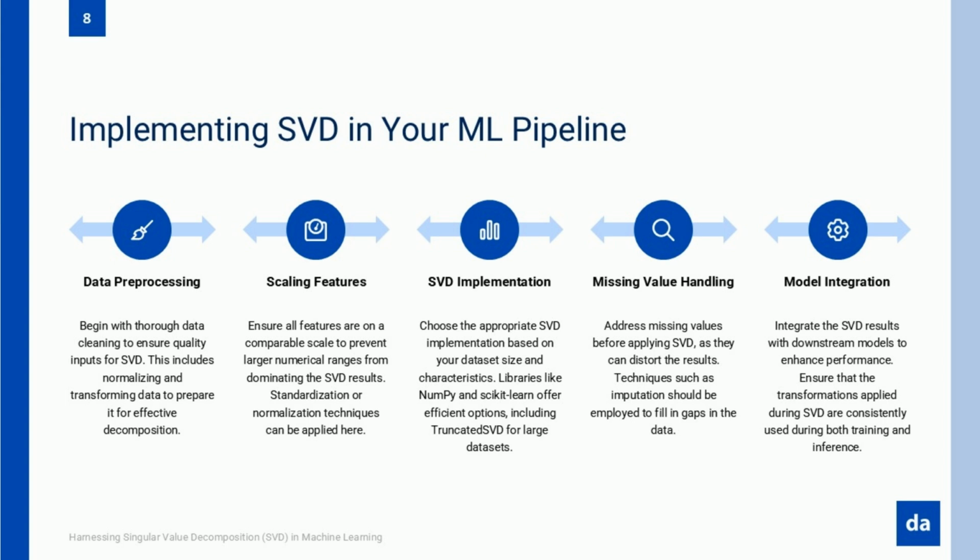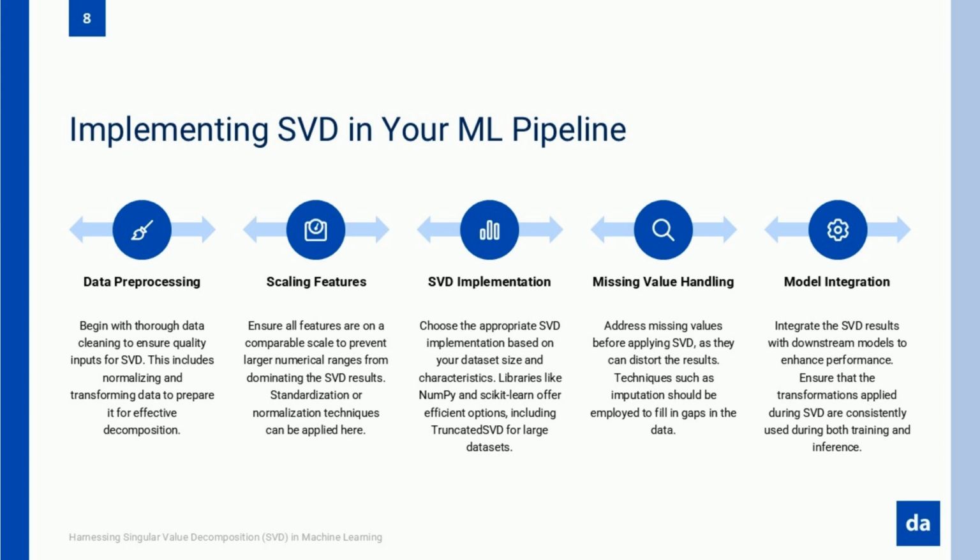But before applying any SVD implementation, proper data pre-processing becomes absolutely crucial. One of the most common pitfalls is neglecting this step. SVD is highly sensitive to the relative scales of your input features. Without proper scaling, features with larger numerical ranges will dominate the decomposition, essentially drowning out the information in smaller scale features. The pre-processing checklist should include scaling your data to ensure all features contribute equally.